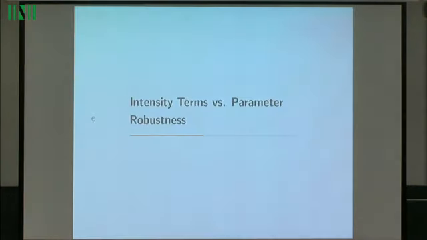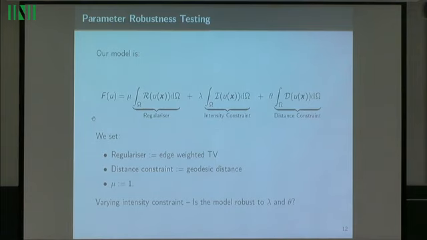So we've now looked at the distance term itself, and now we're going to fix the regularizer and the distance term, and focus on the intensity terms. We want to compare the robustness of each model to variations in the parameters. So if the user fixes mu as 1, you get to vary lambda and you get to vary theta. We want to see whether we are getting a quality segmentation for a vast range of parameters or not. We'll do that for a variety of intensity constraints.